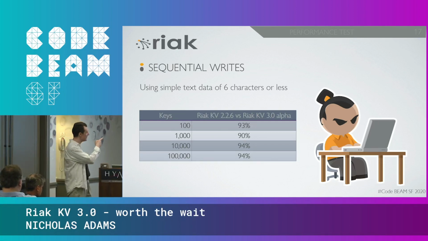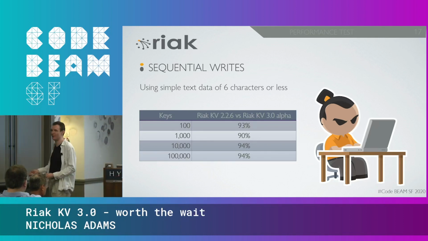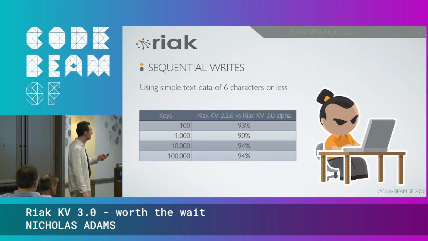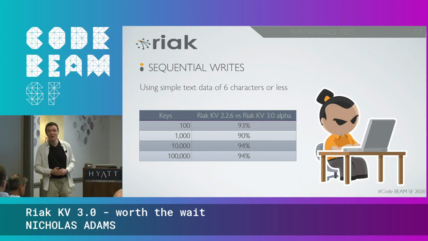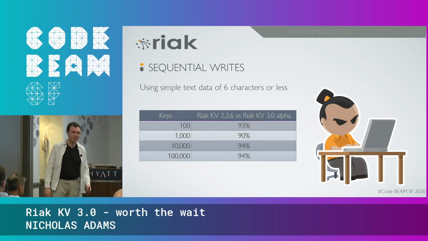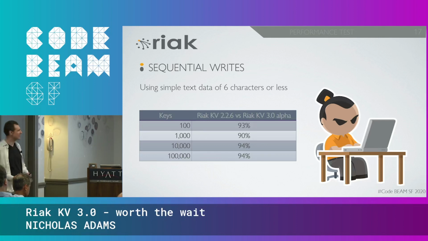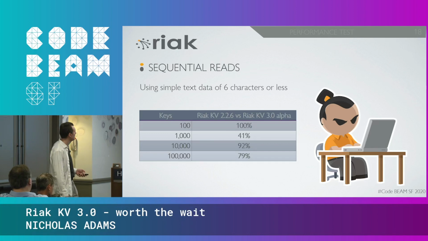So in this test where I'm using 6 text characters or less, this is really unfair on KV3. KV3 should lose because it's tuned not to do this, whereas LevelDB is a lot more flexible and should be quite happy with this. That said, we've gone to the percentages. So KV3, 93% for 100, 90% for 1,000, 94% for 10,000, and again for 100,000. So as you can see, there's already a noticeable speed increase for KV3 over KV2.